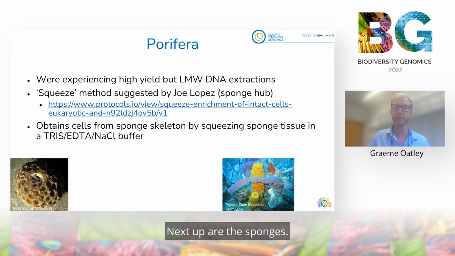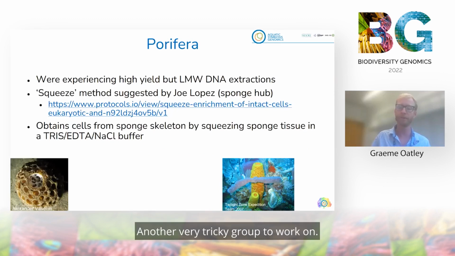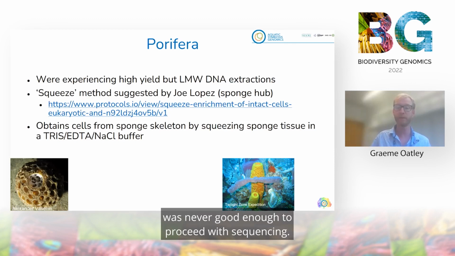Given this, we are currently experiencing a 40% success rate for all Cnidarian DNA extractions. Next up are the sponges, another very tricky group to work on. We have often been able to recover very high DNA from sponges, however, the quality from many extractions was never good enough to proceed with sequencing.